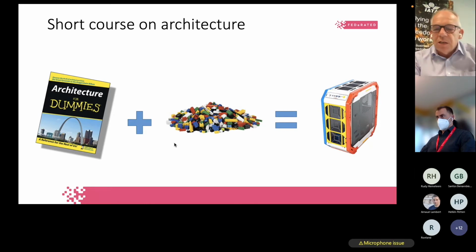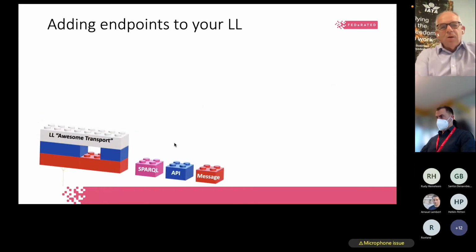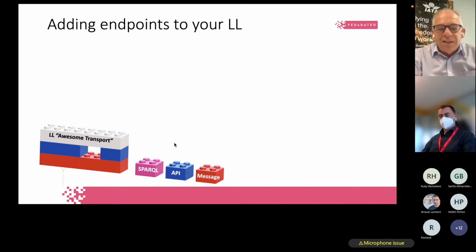So we're going to use your skills immediately. How are we going to add an endpoint to your living lab? I have an example here of a living lab named Awesome Transport. We have the option of adding a SPARQL endpoint or an API or a message endpoint and who knows what. And if I were to ask you, without having seen the next slide, how would you do that?